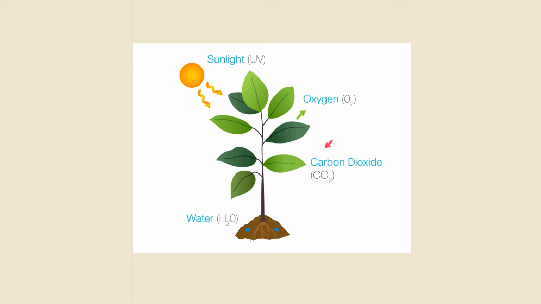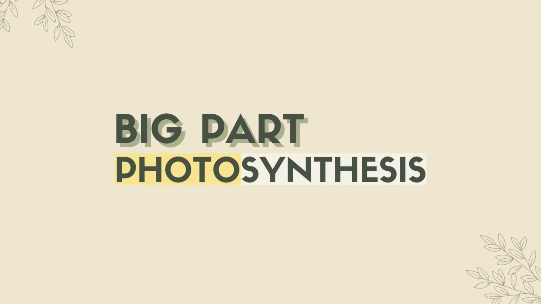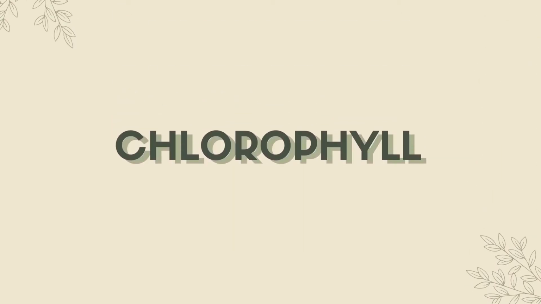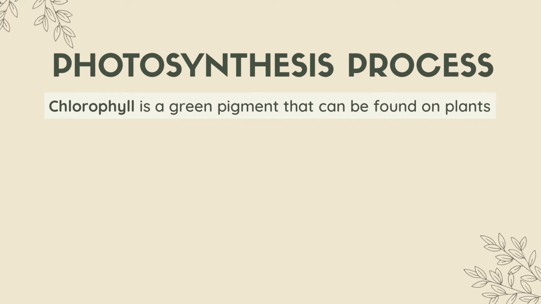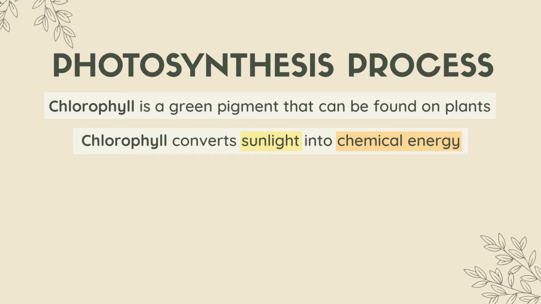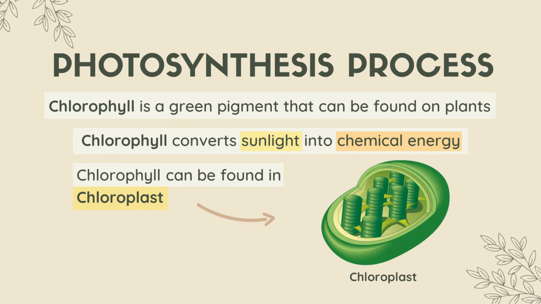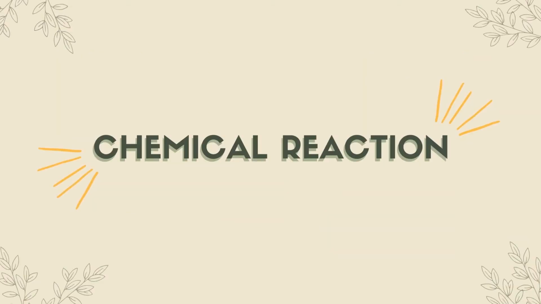Now, there is one thing that plays a big part in photosynthesis, called chlorophyll. Chlorophyll is a green pigment that can be found on plants. Chlorophyll converts the sunlight that has been captured into chemical energy. Chlorophyll can be found in a chloroplast, which is the place where the photosynthesis process occurs, and it is located in the mesophyll tissue.